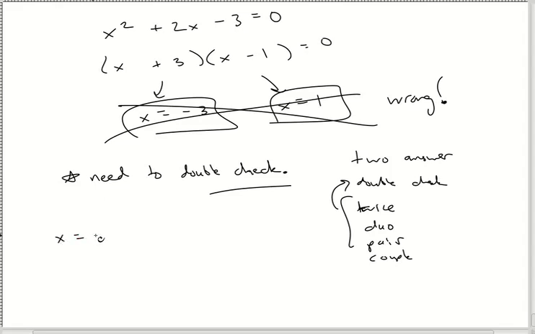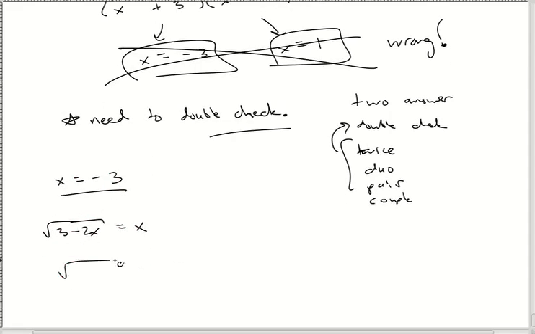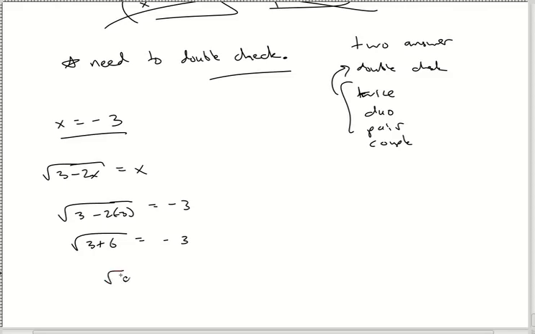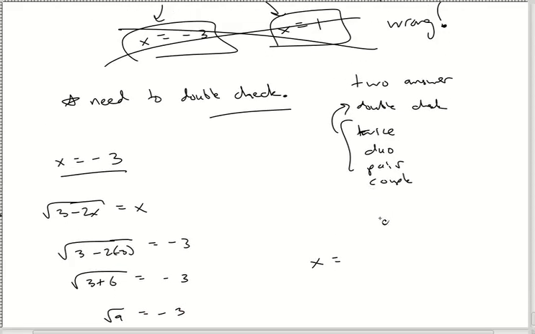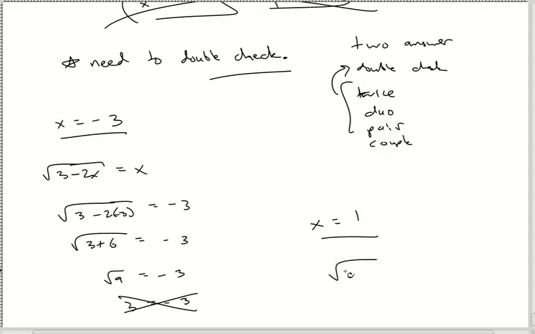So I got x is equal to -3, and I want to see if this works with the original. Let me rewrite the original. Looks like that. I'm going to plug a -3 in here and see what happens. Negative, negative. Two negatives make a positive. I got the square root of 9 is equal to -3. Does 3 equal -3? Well, it's awfully close, but no. The other one was a 1, right? Let's try that one.